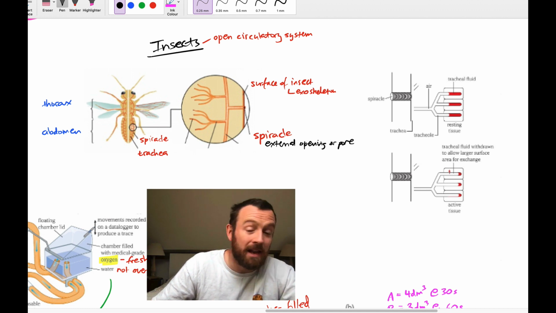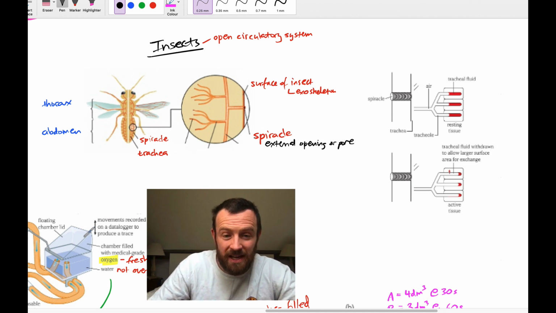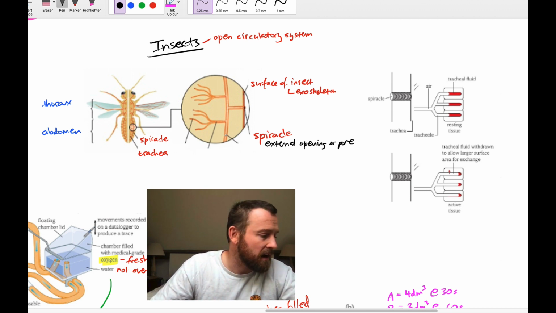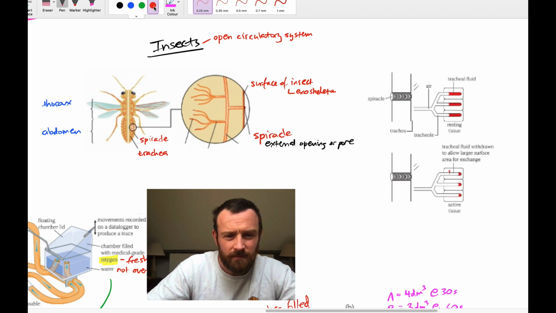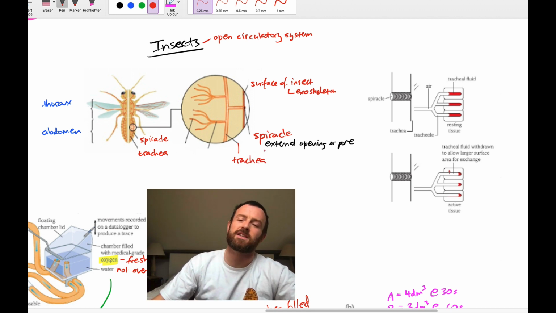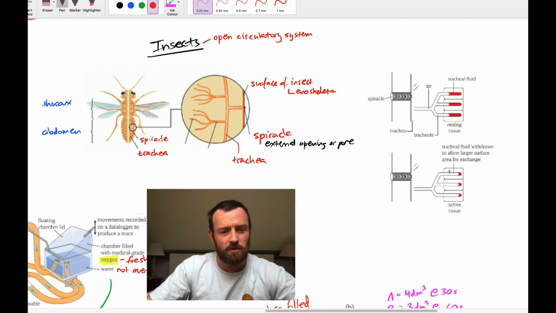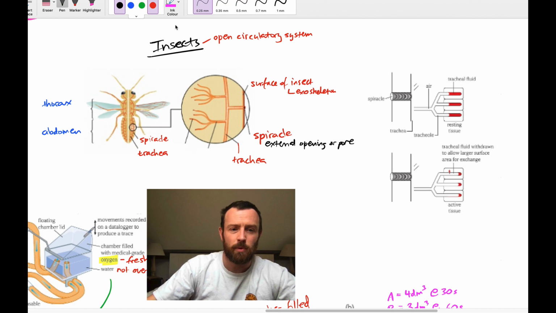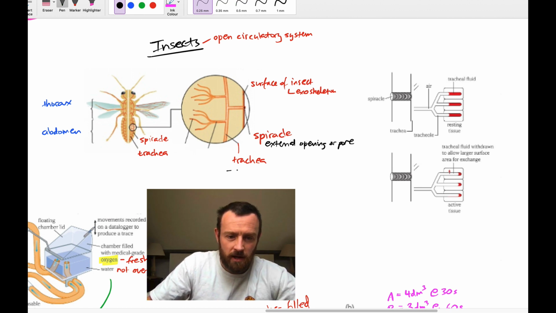External opening or pore that allows air into and out of the trachea. Here we have the trachea. Now remember I said that with the human trachea we had cartilage to support it and to stop it collapsing. Similar sort of thing going on with the insect. The insect trachea is supported by chitin, which gives support.